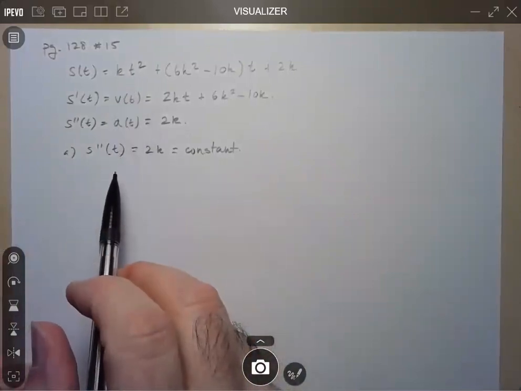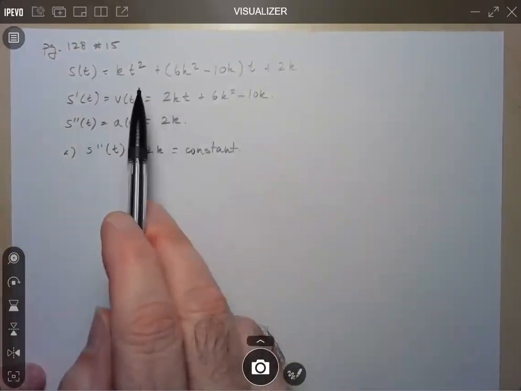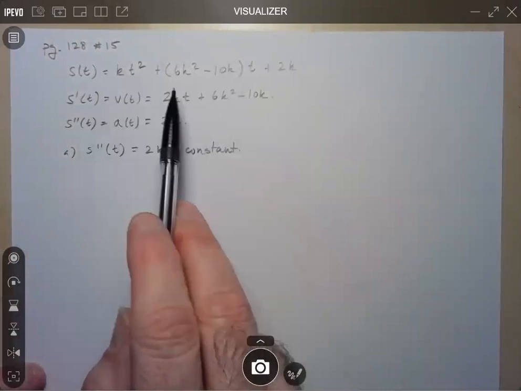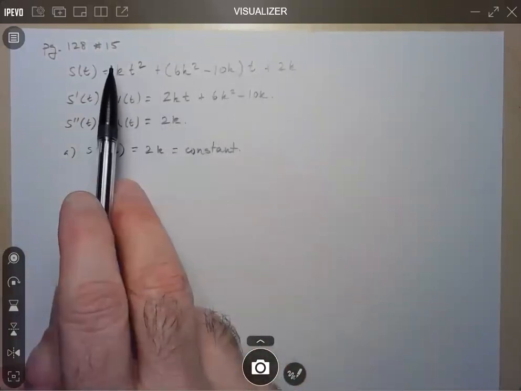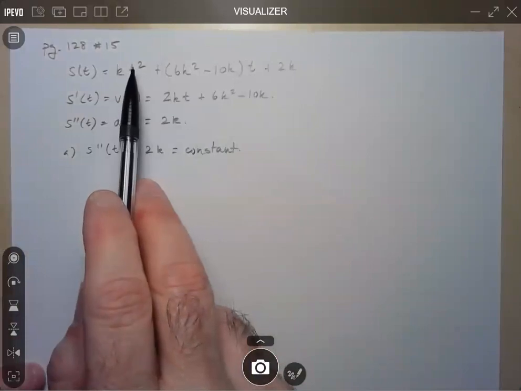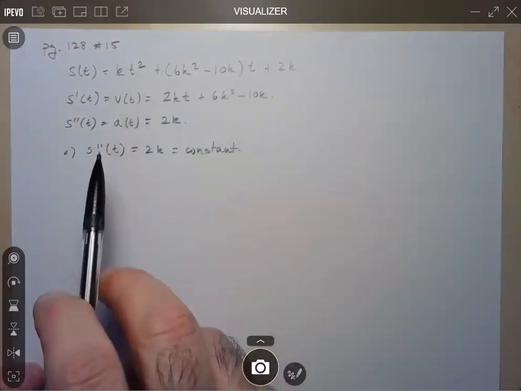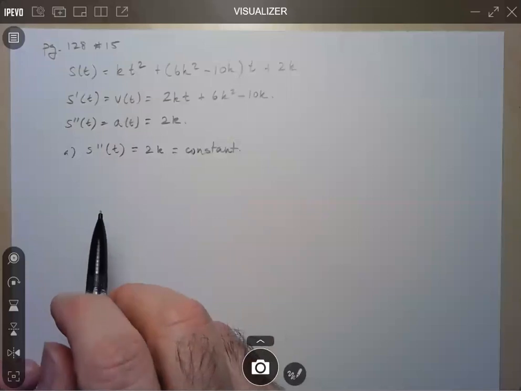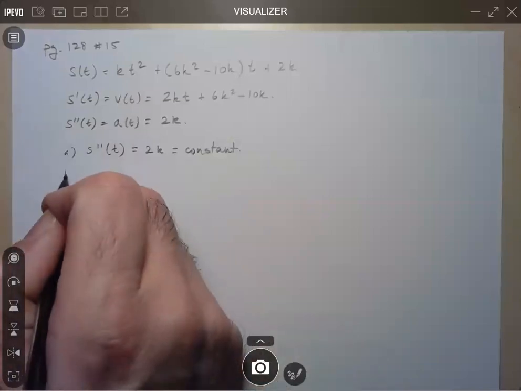By the way, we shouldn't have been surprised at all, because the original function, despite the fact that it looks pretty ugly, is just a quadratic function in t. And of course, we know when we take the second derivative of a quadratic, we're going to end up with just a constant. All right, so let's go to part B.